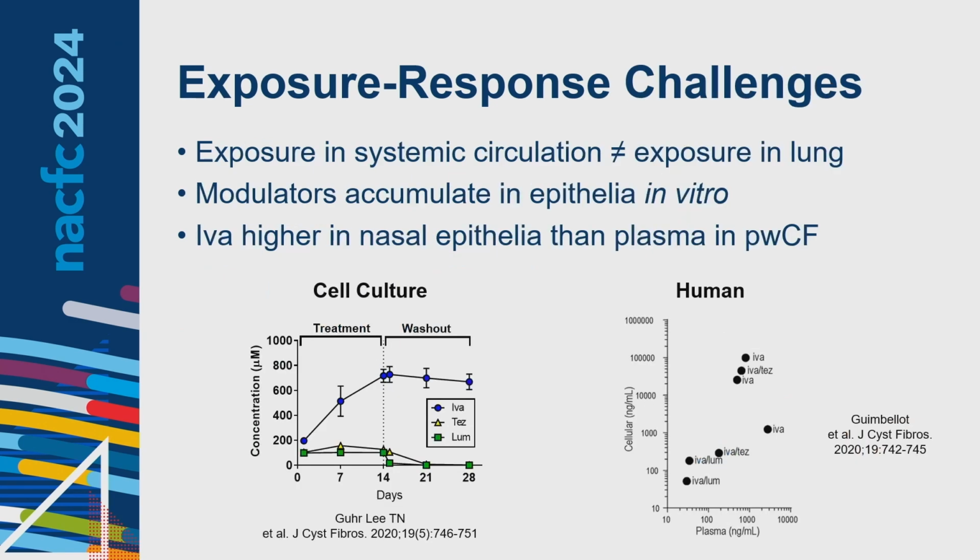So why is that? Why is there a discrepancy between dose, exposure, and response? There's probably a lot of reasons. One of them may be that the exposure that we're measuring in systemic circulation may not actually be the exposure in the lung. So we've shown in a cell culture model that modulators accumulate in airway epithelia, especially ivacaftor, and in fact are pretty slow to wash out. And then my colleague, Dr. Gimbalot, has shown a similar phenomenon in a human study where the concentrations in nasal epithelia were roughly 10-fold higher than the concentrations measured in the plasma. So it may be that we're measuring our exposure in the wrong compartment.